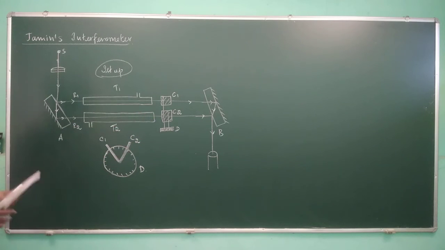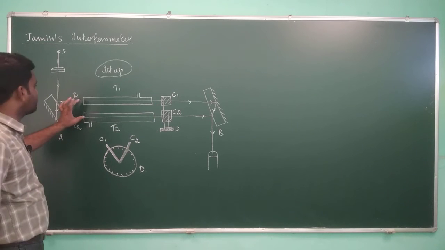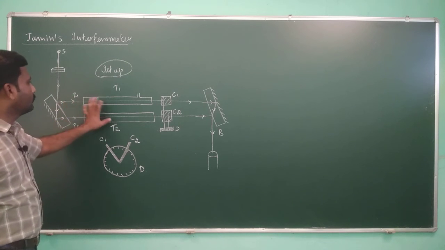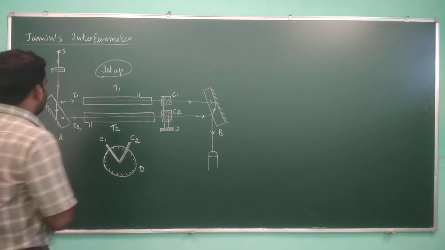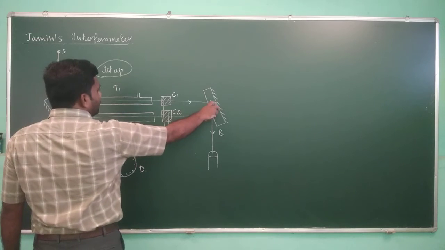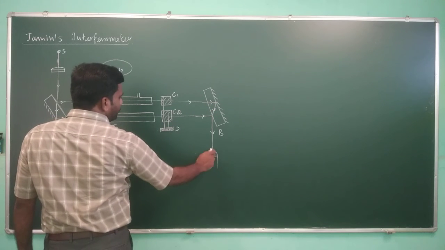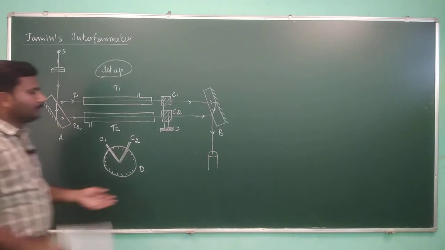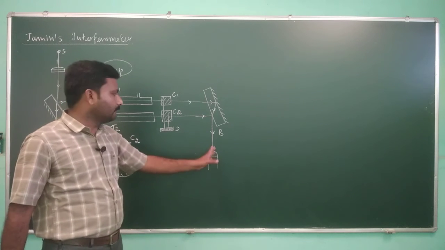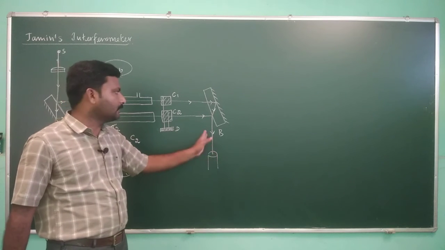Now what happens if no gas is filled and the tube is empty? The light rays interfere and we get a dark spot, right? We are able to observe a dark fringe, and we will focus the crosswire of the microscope on the dark fringe.